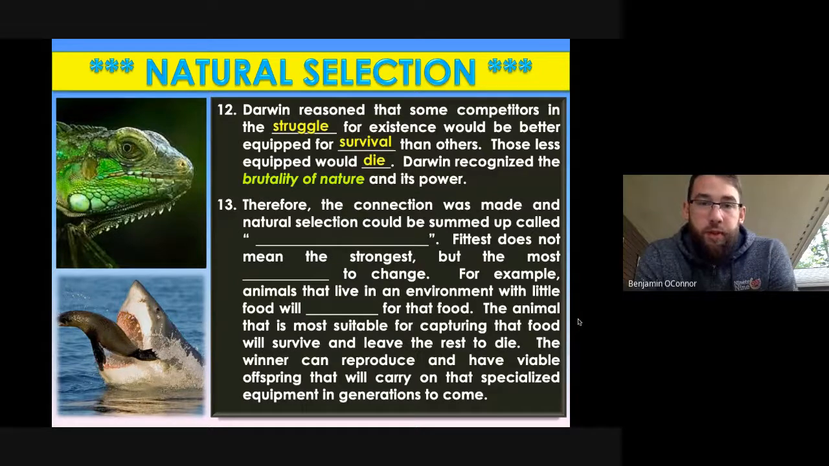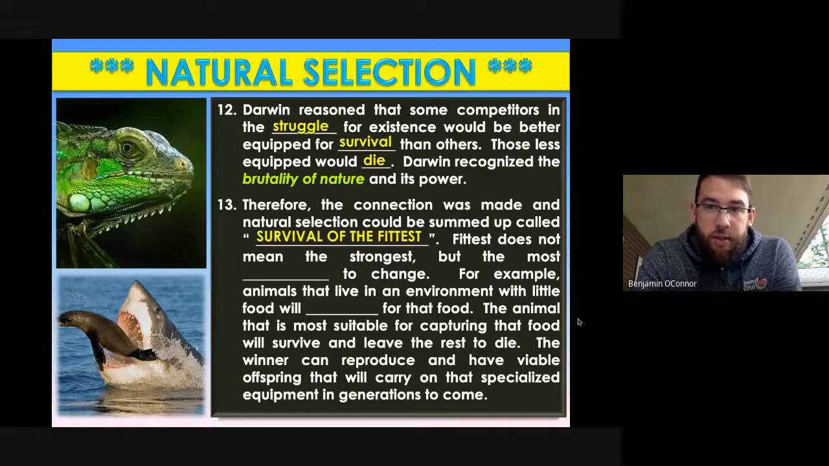All right, so number 13. Therefore, the connection was made, and natural selection could be summed up as survival of the fittest. Fittest does not mean the strongest, but the most adaptable to change. So again, it doesn't necessarily mean the strongest, but it means that in the situation being looked at, whether you're the most stealthy, that could make you the most fit if you're trying to be discreet.